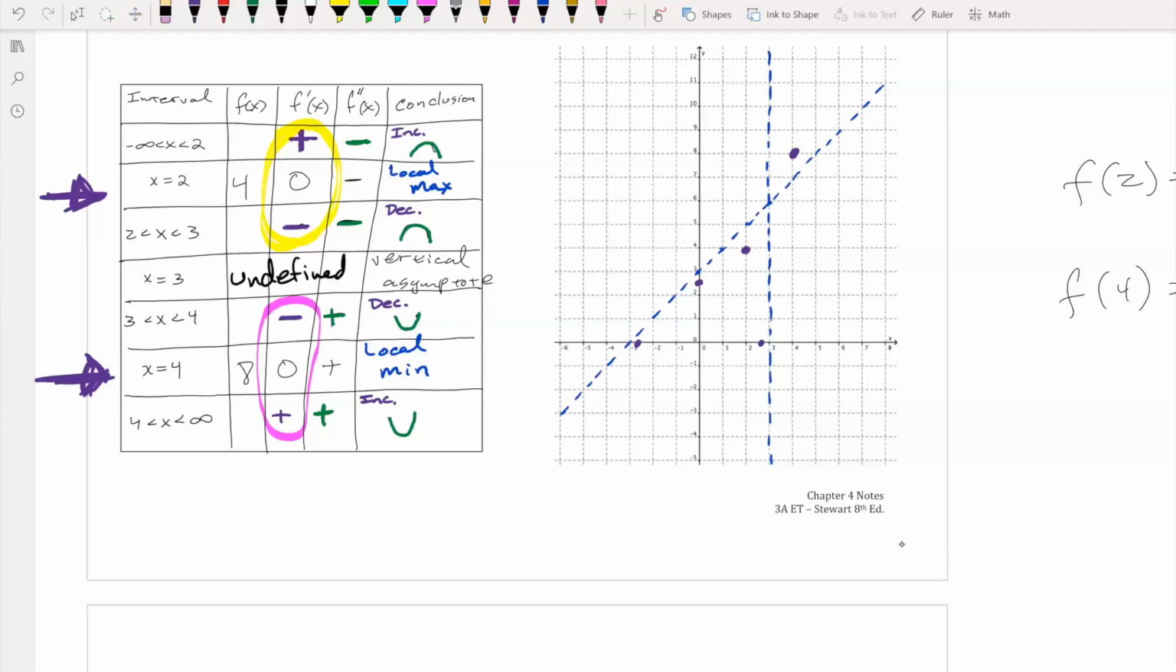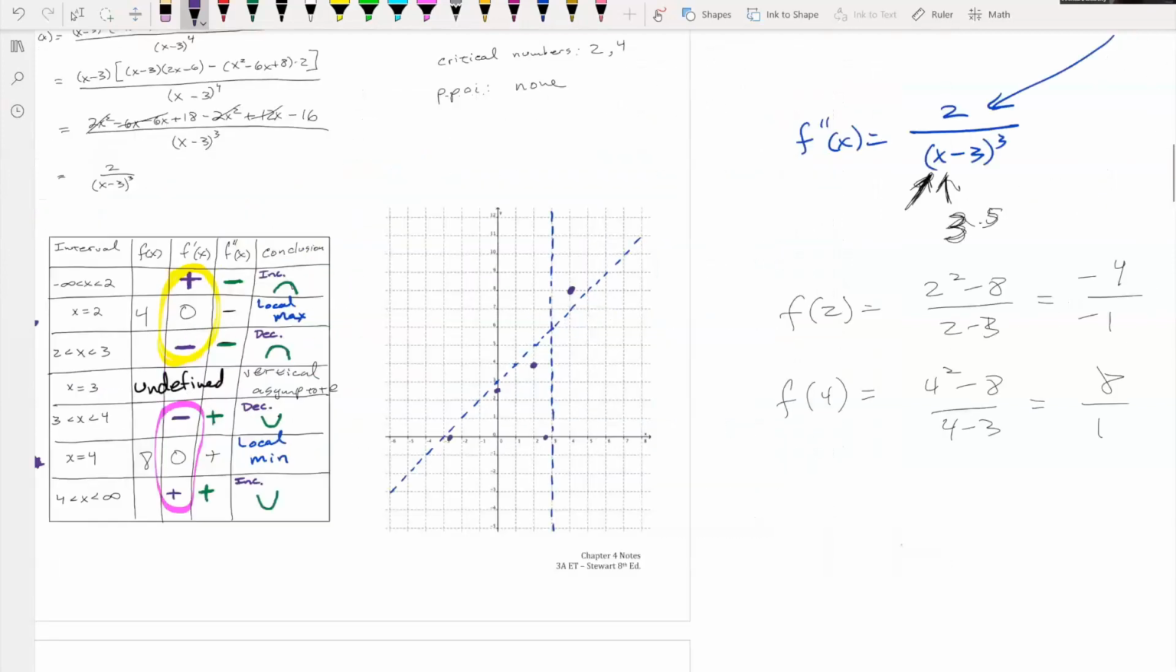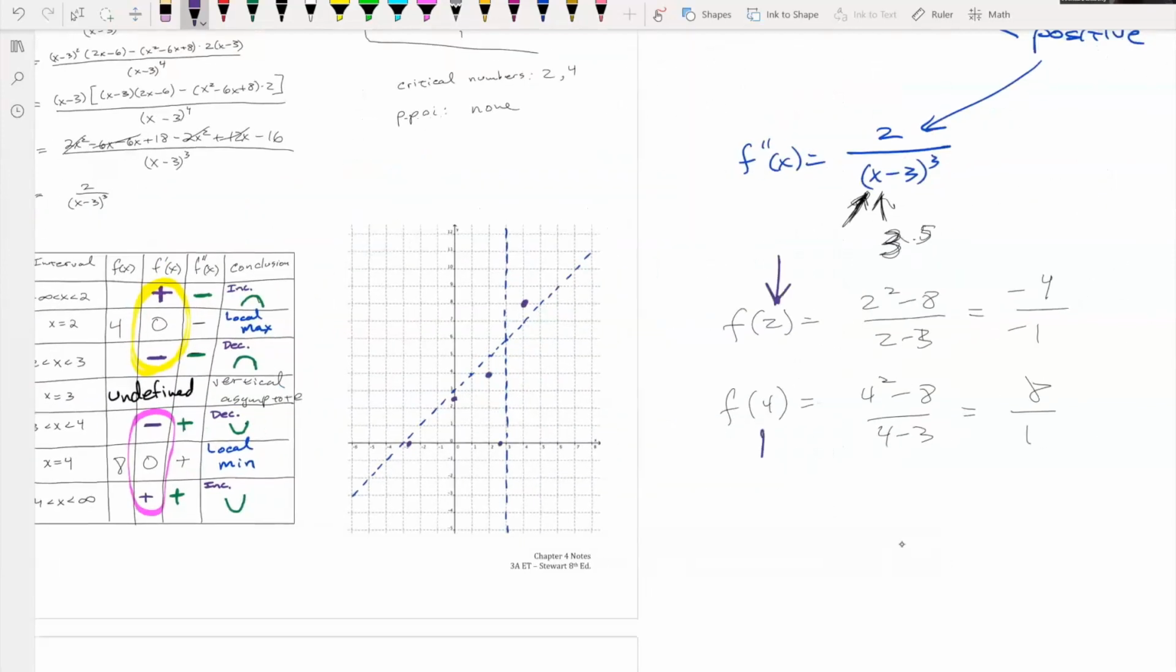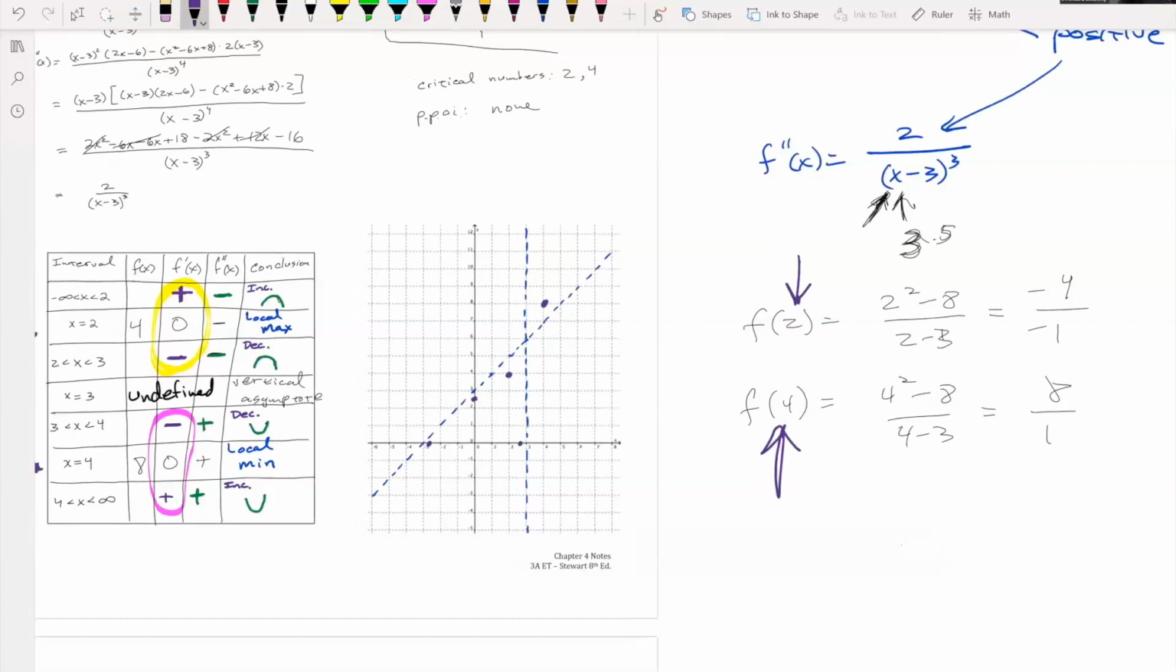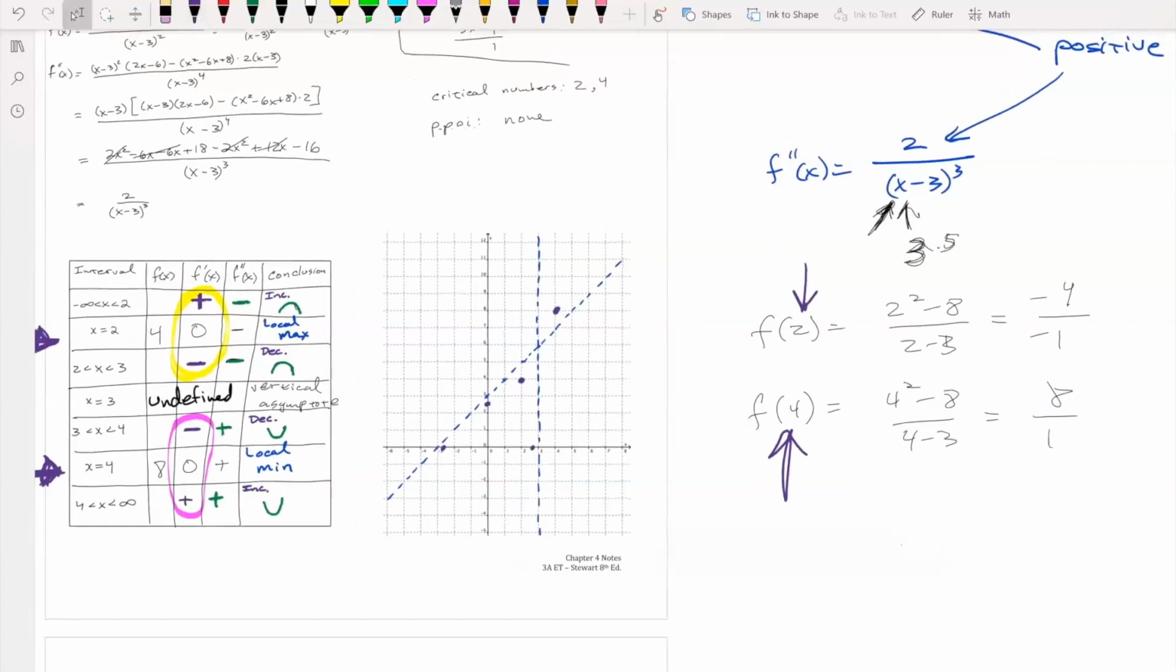I mean, how did you get the points on the graph? Oh, well, I took x equals 2 and I plugged it into the original function. And x equals 4 and plugged it into the original function. Oh, okay, got it. Cool?